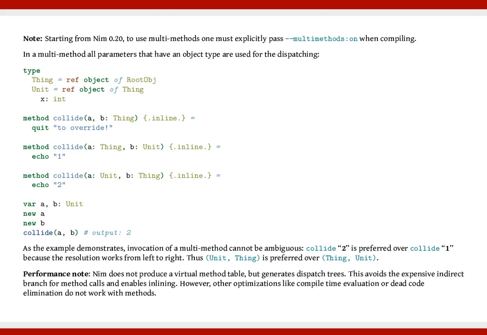As the example demonstrates, invocation of a multi-method cannot be ambiguous. Collide 2 is preferred over collide 1 because the resolution works from left to right. Thus Unit, Thing is preferred over Thing, Unit. Performance note: Nim does not produce a virtual method table, but generates dispatch trees. This avoids the expensive indirect branch for method calls and enables inlining. However, other optimizations like compile time evaluation or dead code elimination do not work with methods.